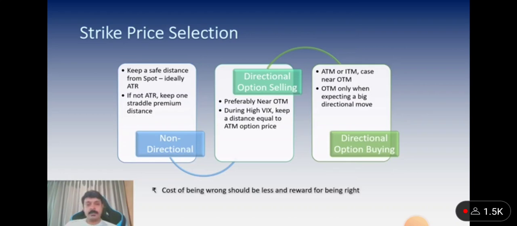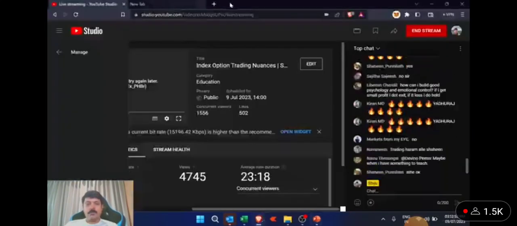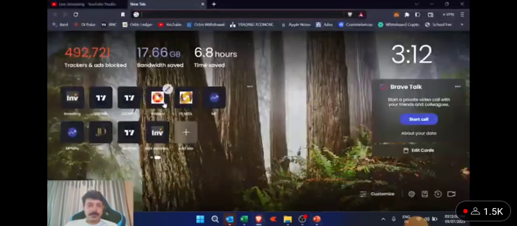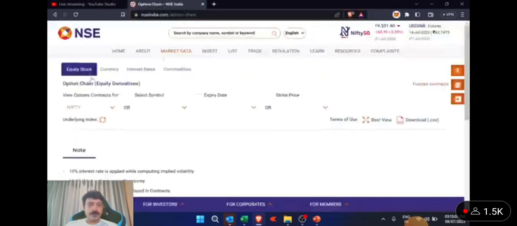In that case, on another day, if the straddle premium is like 600 points, I sell 600 points away call, 600 points away put. And if it is confusing, you can listen to it again and you will understand it. Probably I will open the NSE option chain. You can see my screen, right? So this is the NSE option chain.